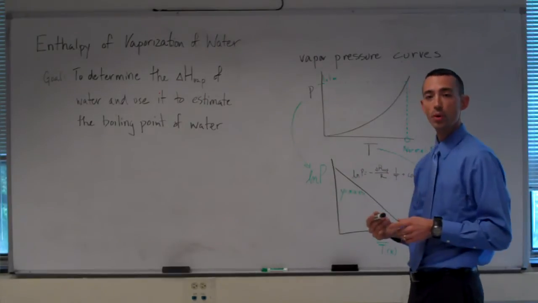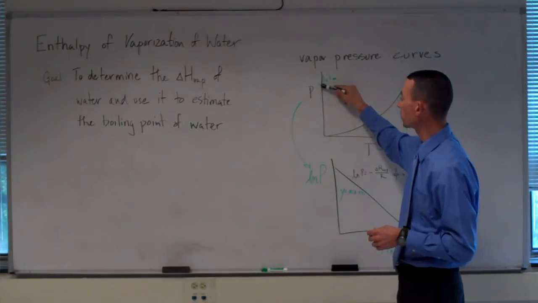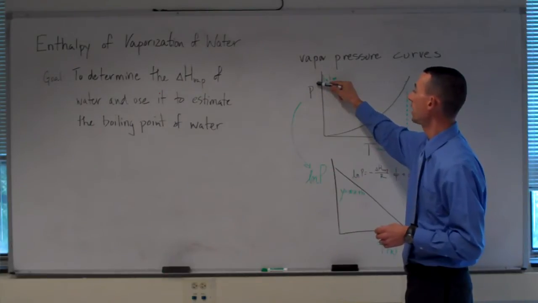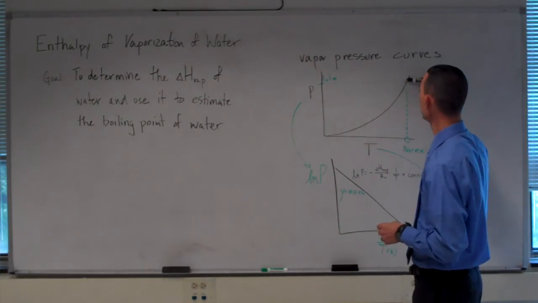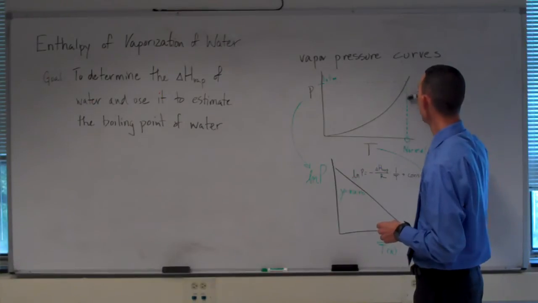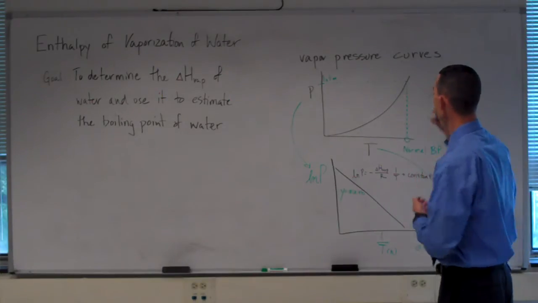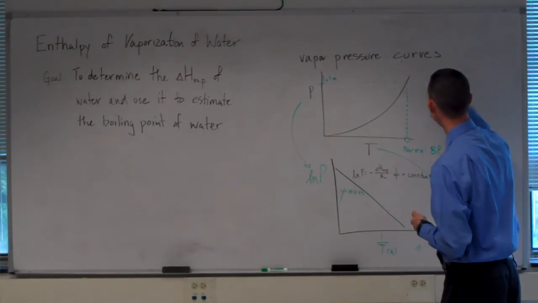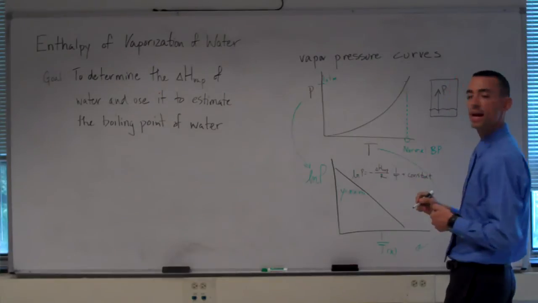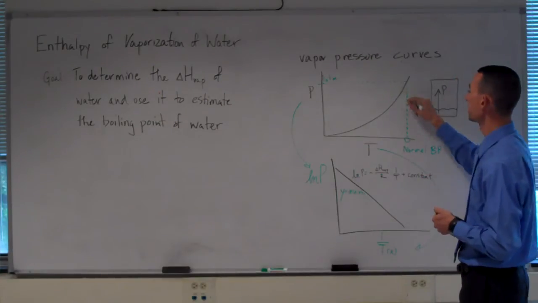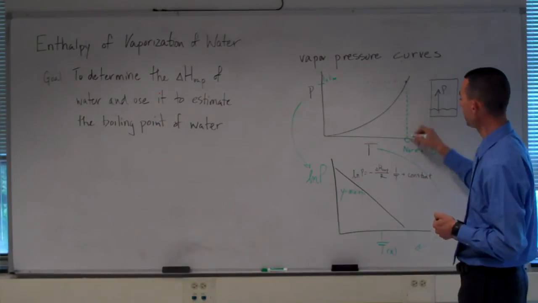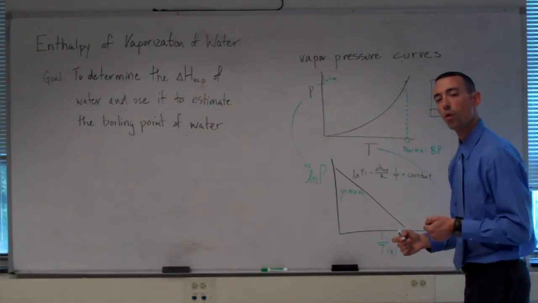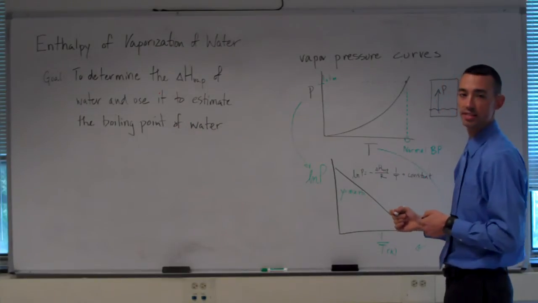One of the points of interest would be the vapor pressure of that material at 1 atmosphere. So if I cross 1 atmosphere, what temperature does it require to force a liquid, if it was trapped in a container, to generate 1 atmosphere of pressure? That is what I'm considering here. This temperature would be what we call the normal boiling point of the liquid. And for water, we know that to be 100 degrees Celsius.